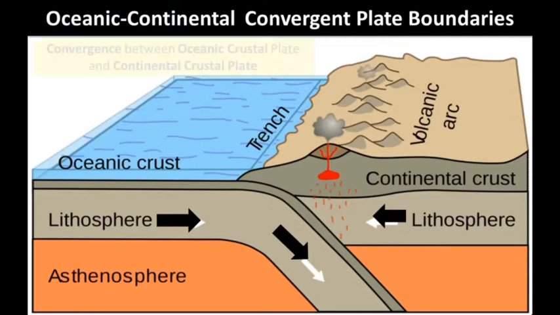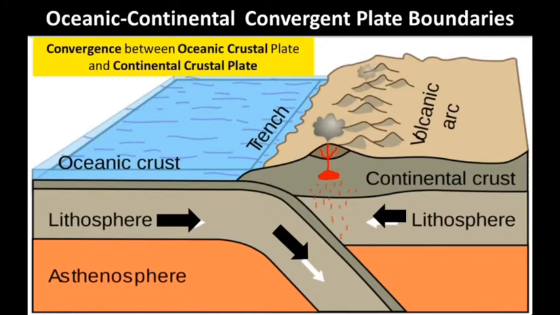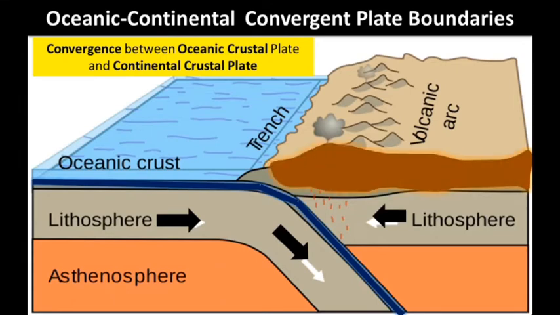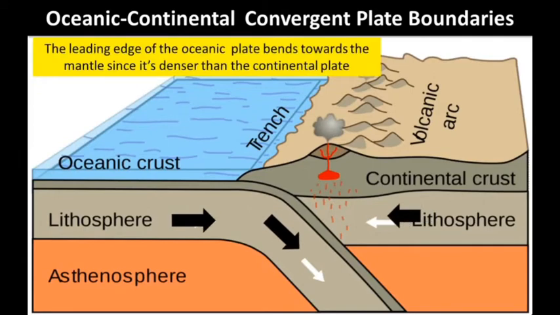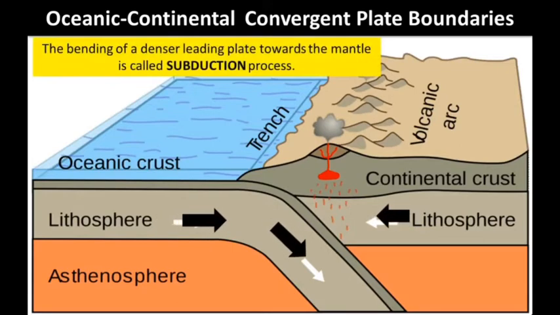This figure shows the convergence between oceanic crustal plate and continental crustal plate. As two different plates collide, the leading edge of the oceanic plate bends towards the mantle since it is denser than the continental plate. The bending of the denser plate towards the mantle is called subduction process.